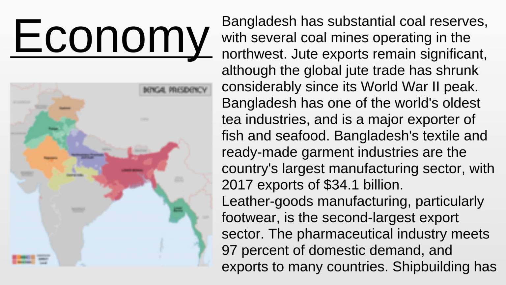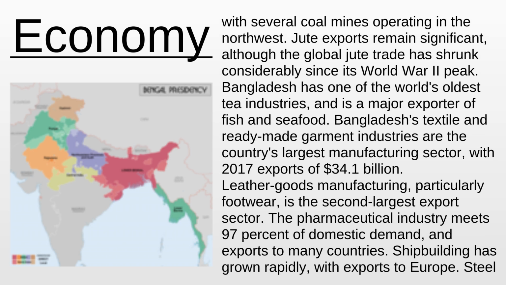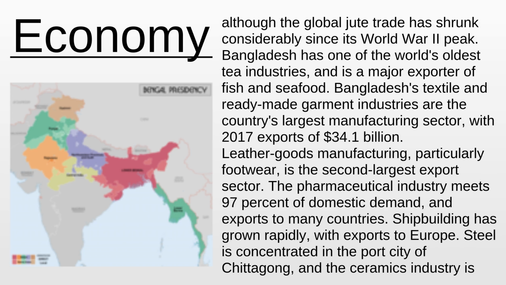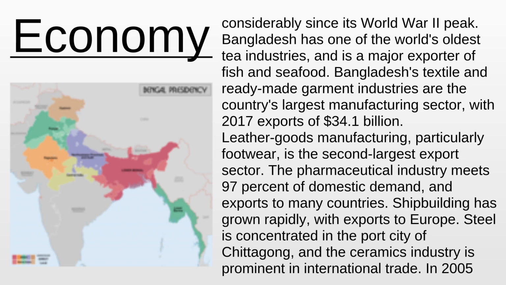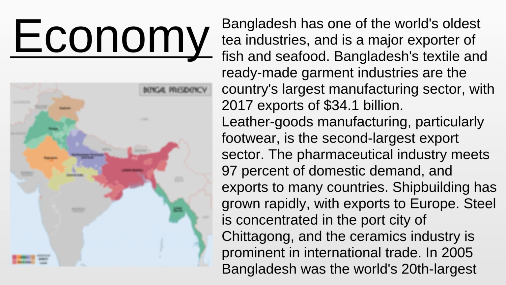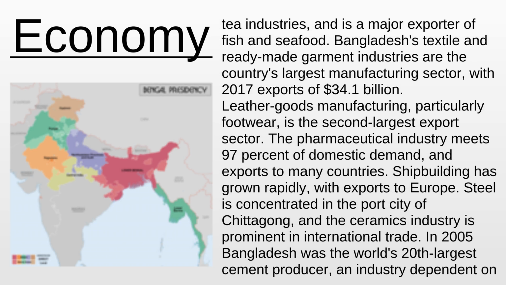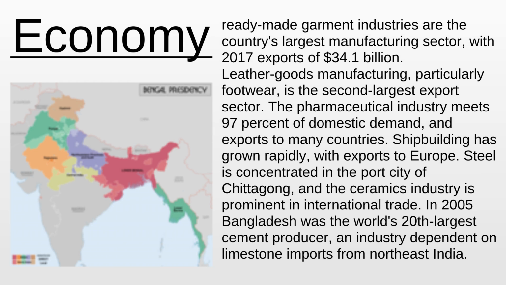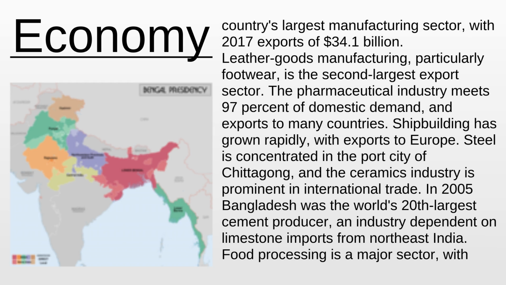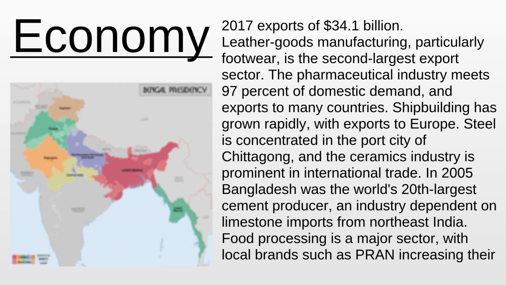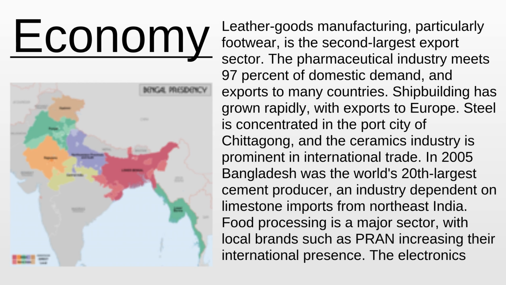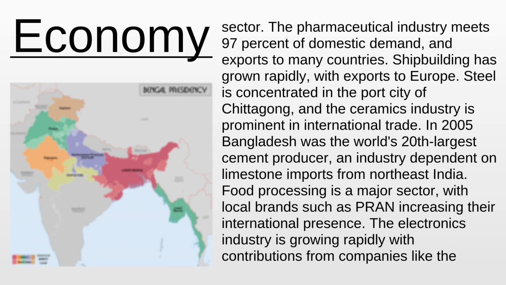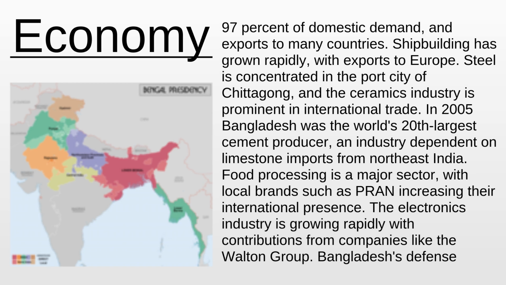Jute exports remain significant, although the global jute trade has shrunk considerably since its World War II peak. Bangladesh has one of the world's oldest tea industries, and is a major exporter of fish and seafood. Bangladesh's textile and ready-made garment industries are the country's largest manufacturing sector, with 2017 exports of $34.1 billion. Leather goods manufacturing, particularly footwear, is the second largest export sector. The pharmaceutical industry meets 97% of domestic demand, and exports to many countries. Shipbuilding has grown rapidly, with exports to Europe.